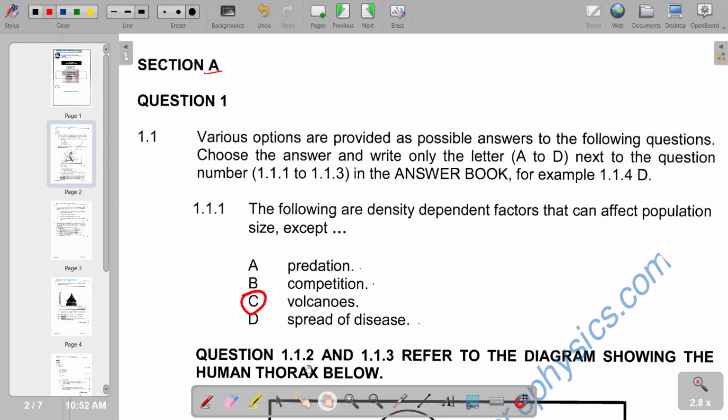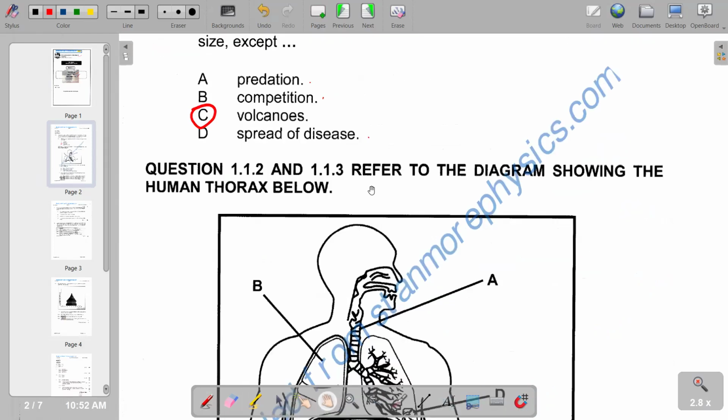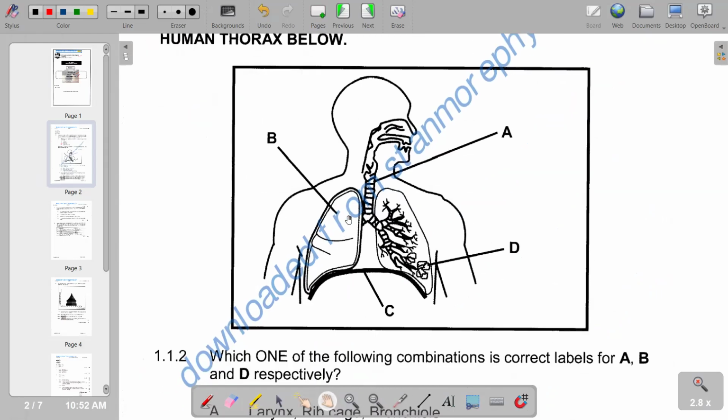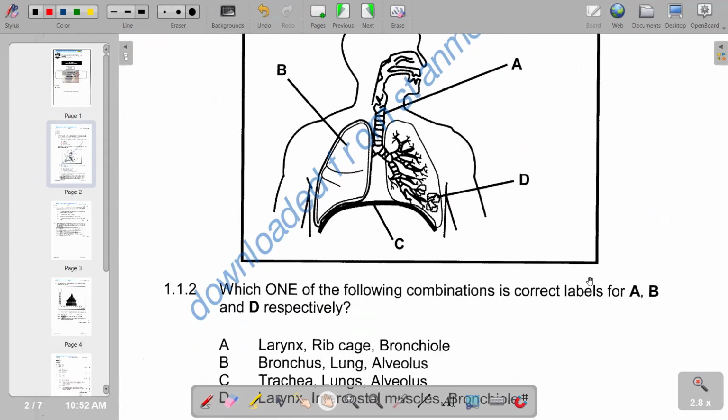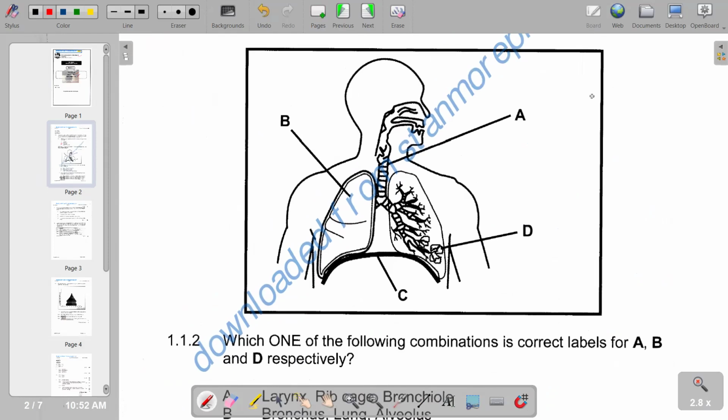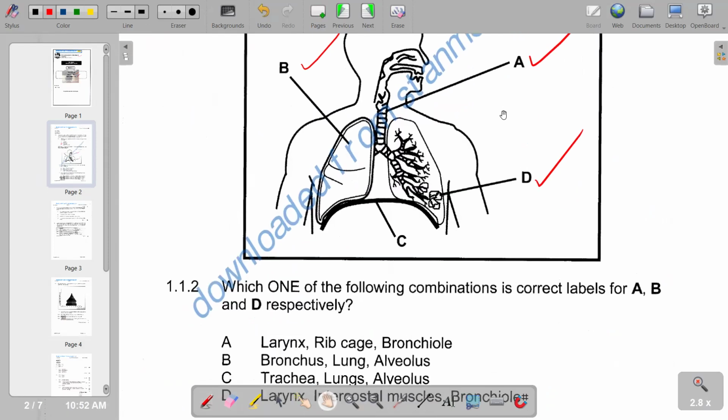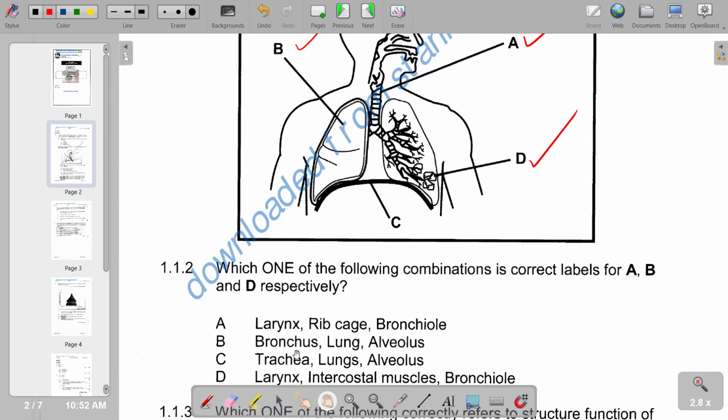Then moving on to the next question, it reads we should refer to the diagram showing the human thorax below. So this is the diagram that we have. And of course, the first question reads, which one of the following combinations is correct labels for A, B, and D? So of course, we can indicate our A, our B, and our D. If you check according to what we are given, A is the trachea as indicated on C. So C becomes the correct one, and then we've got B, B being the lungs, and D the alveolus. So we have C as the correct response.